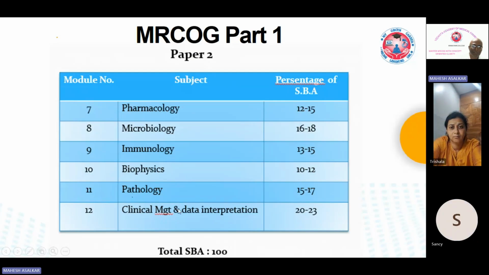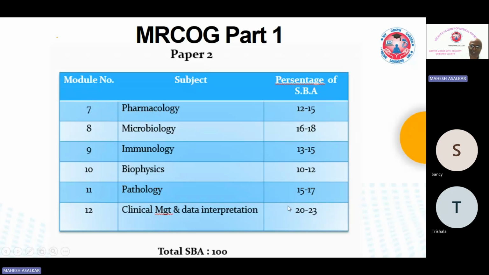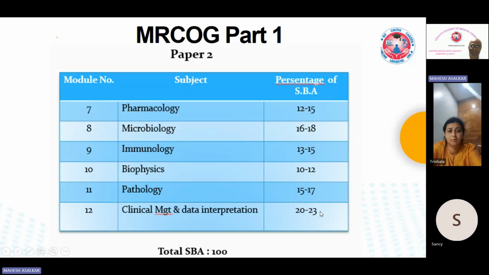Now if you see, clinical management and data interpretation will have almost 20 to 25% of the weightage, and the rest of the things will be around 10 to 15% of the weightage. Okay, so you cannot skip any of the modules. Remember, we cannot put any module on option. You have to prepare all the modules.